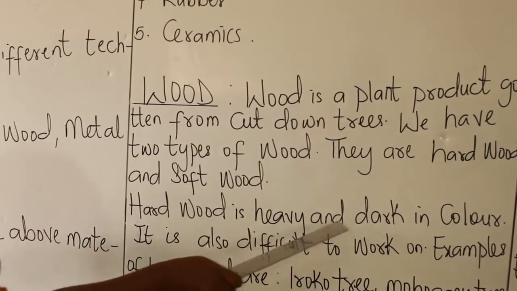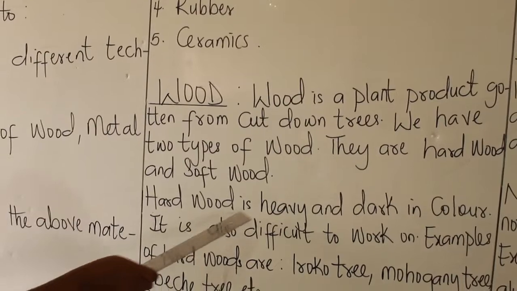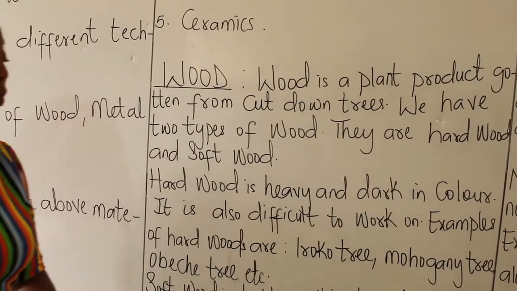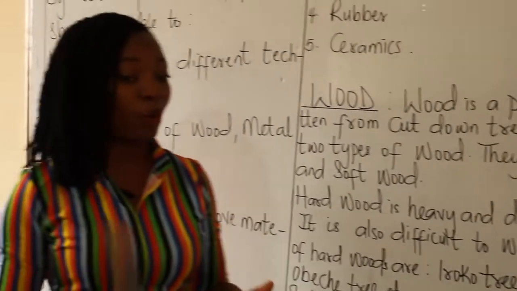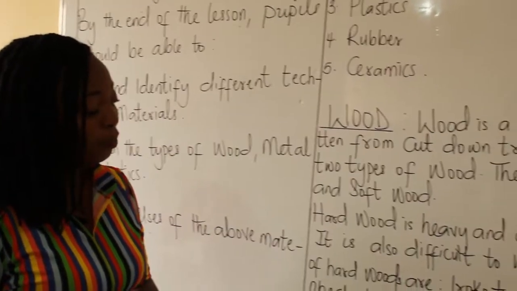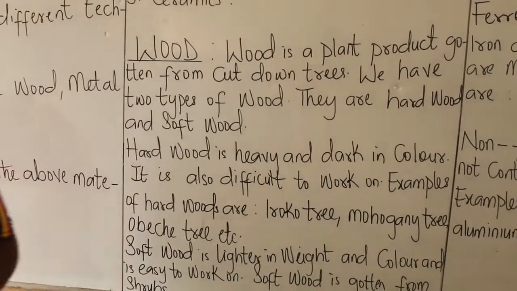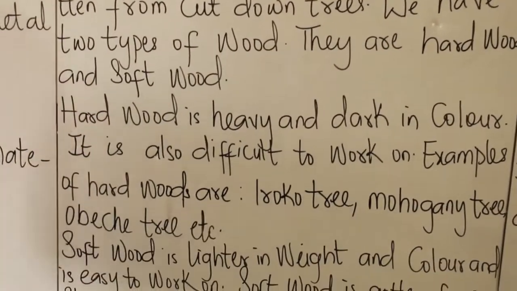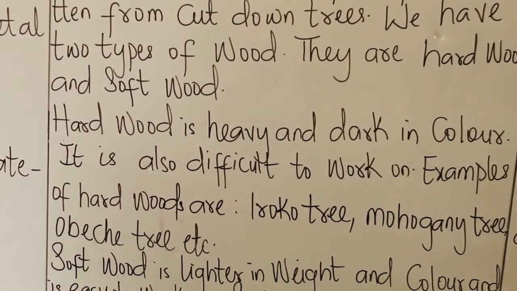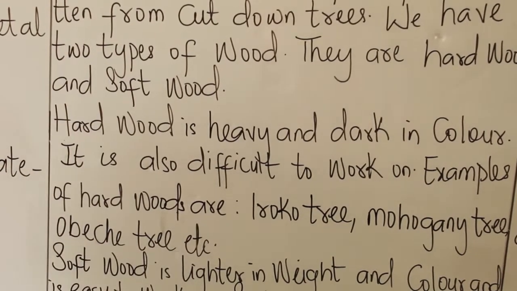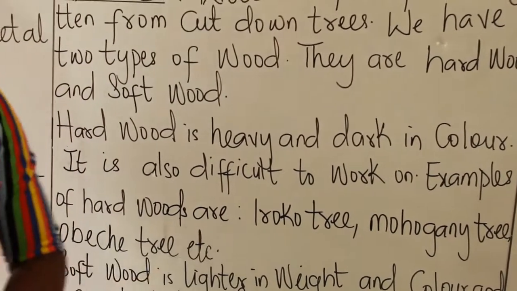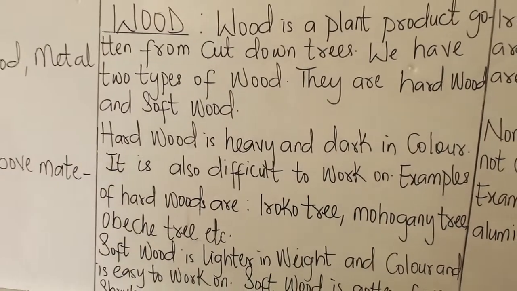Hardwood is heavy and dark in color. It is also usually very difficult to walk on. Examples of hardwoods are the Iroko tree, the mahogany tree, the birch tree, and so many others. These are examples of trees from which we can get hardwood.